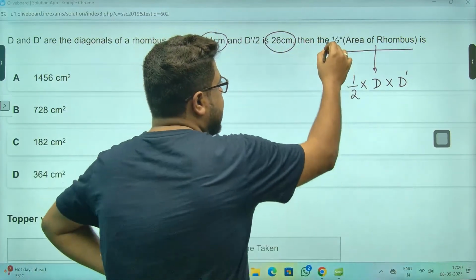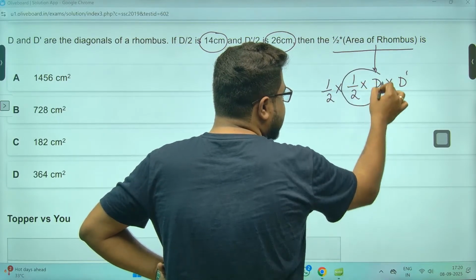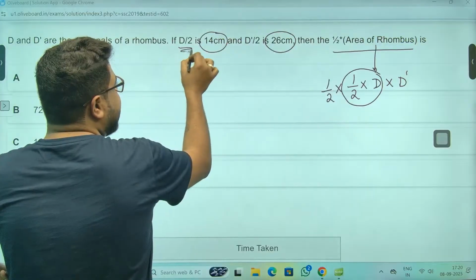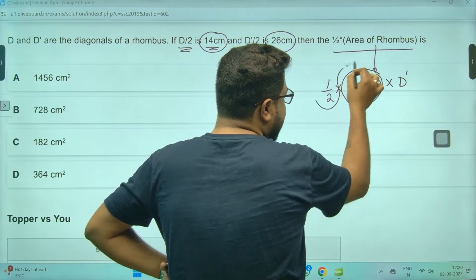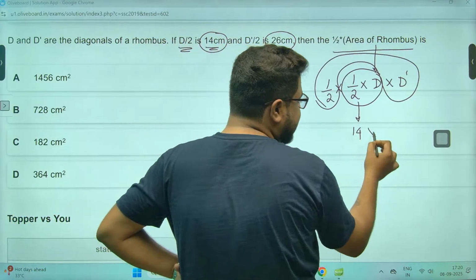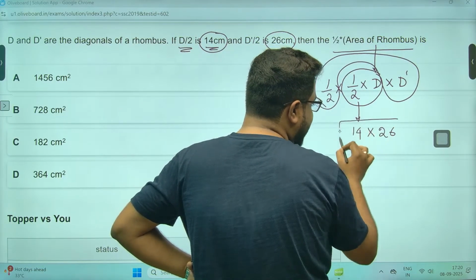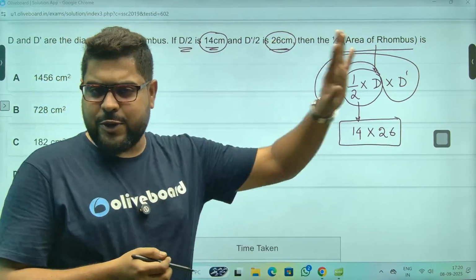Now again, they are asking another half. Let's do one thing. Half into D is given, D by 2 is 14. And half into D prime is also given as 26. So ultimately my answer is 14 into 26, and you don't need to multiply.